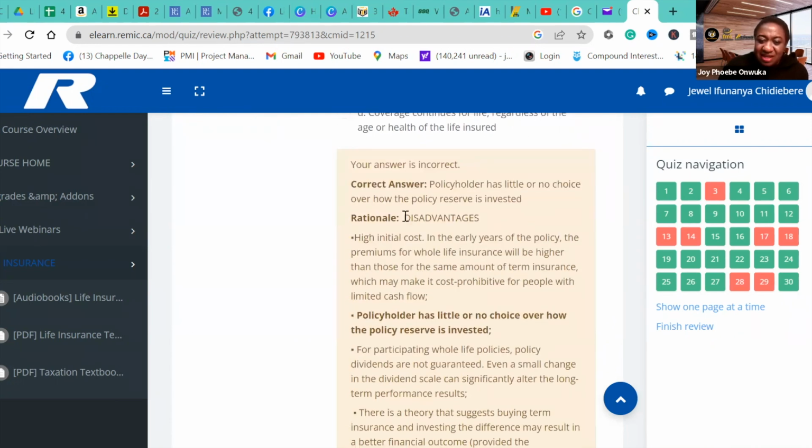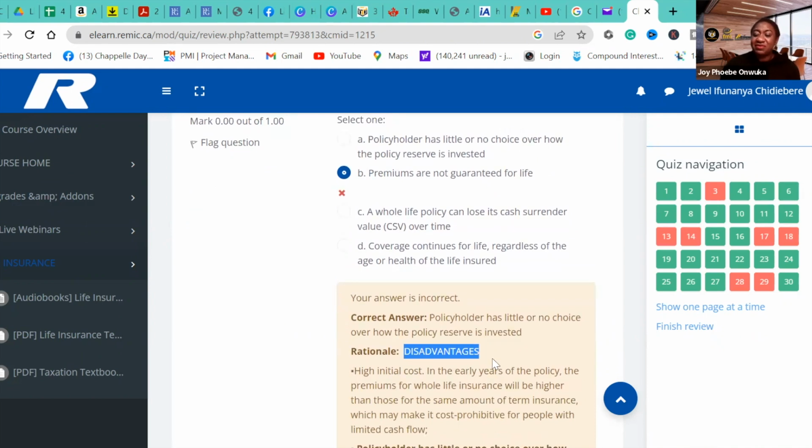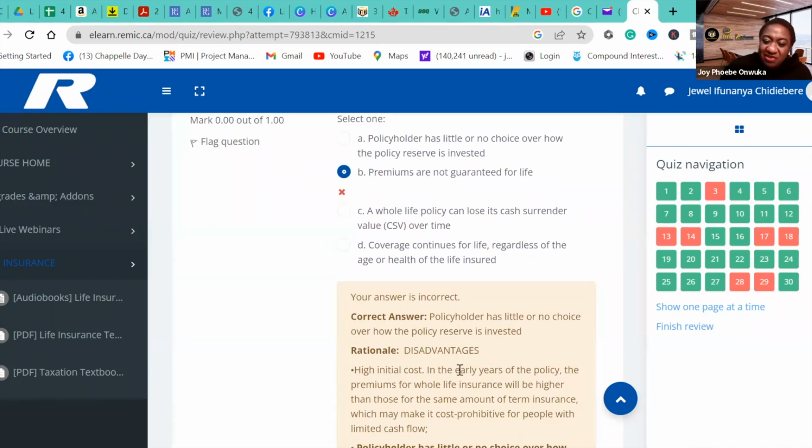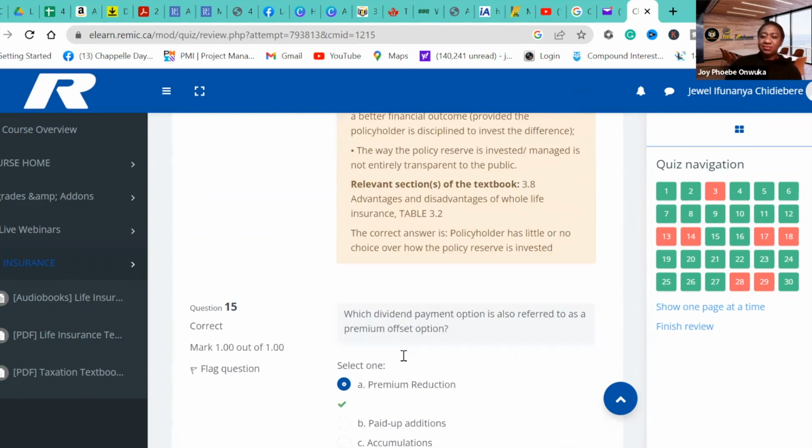They are telling us that they are looking for disadvantages, okay, when they say it's not an advantage. So in other words, they are looking for disadvantages of whole life: the high initial cost in the early years of the policy, and the premium for the whole life insurance will be higher than those of the same amount of term insurance, which may make it cost prohibitive for people with limited cash flow, of course.